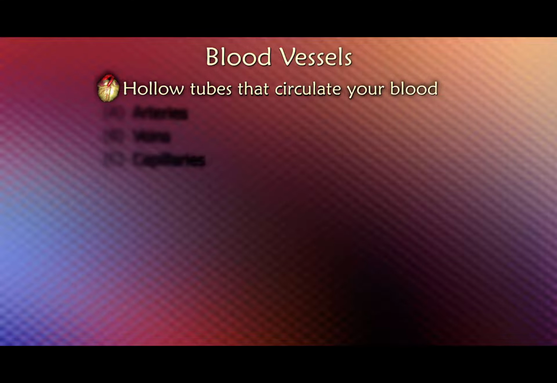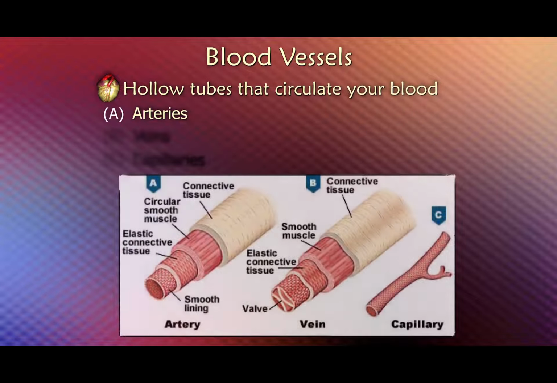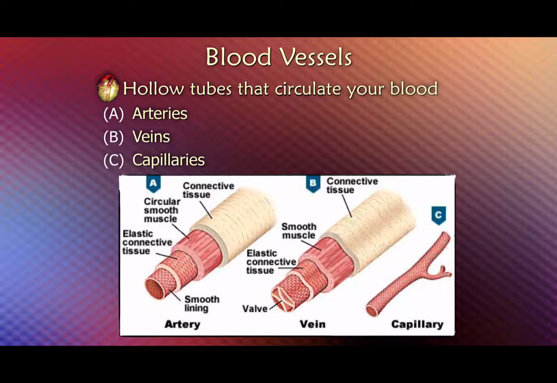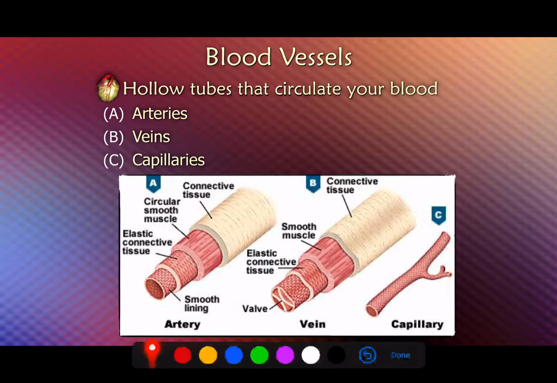So the blood vessels are hollow tubes, and they circulate your blood. You have the arteries, the veins, and the capillaries. I'd like you to pause here for a minute and look at these three. Here's your artery, your veins, and your capillaries. And I'd like you to think about what is similar about the three and what's different.